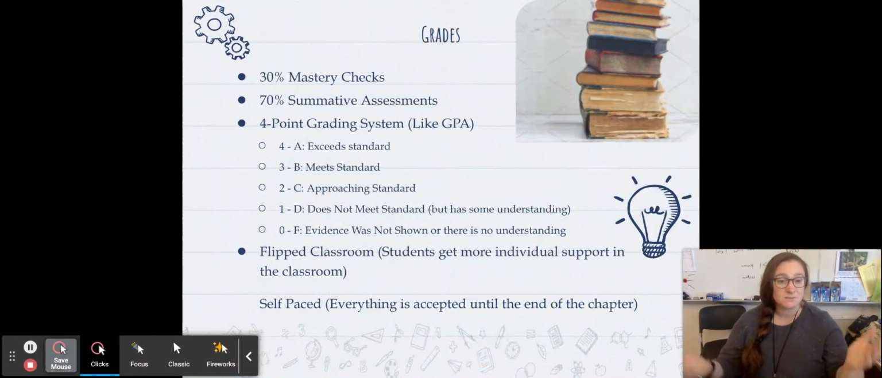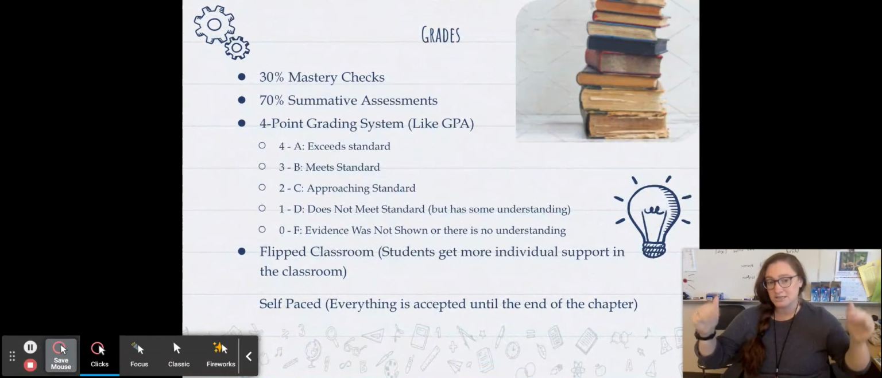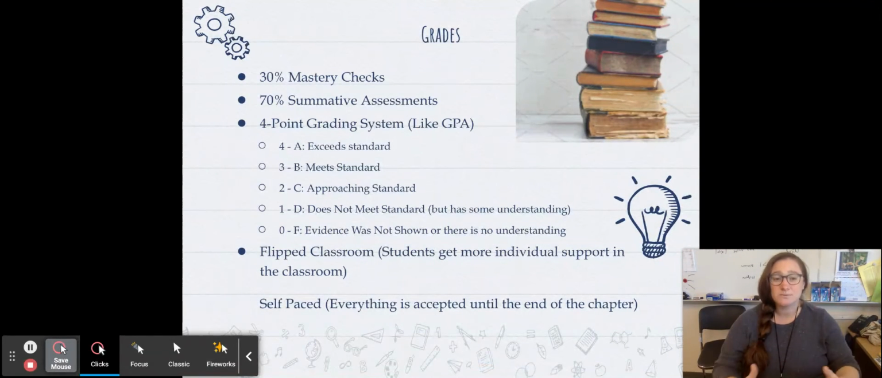The summative assessment comes at the end of the unit. It has those exact same objectives from the mastery checks. The test will be separated into those objectives, and then each objective will be graded, and each individual objective grade from a test will be put into Canvas. And you'll be seeing that soon with the Chapter 2 test.